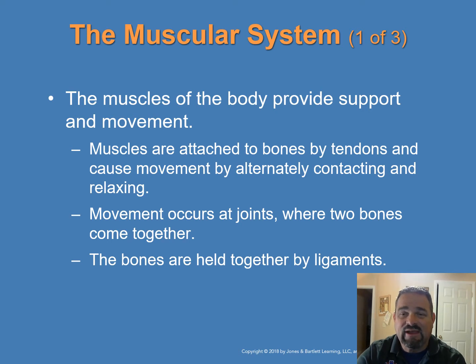Movement occurs at joints where 2 bones come together. The bones are held together by ligaments, thick bands that arise from one bone, span the joint, and insert into the adjacent bone.